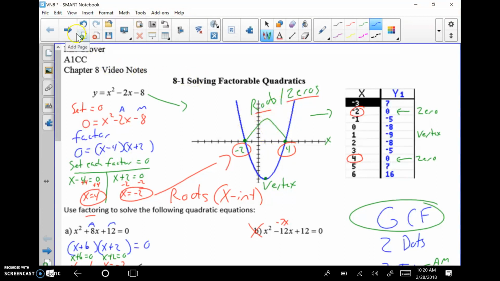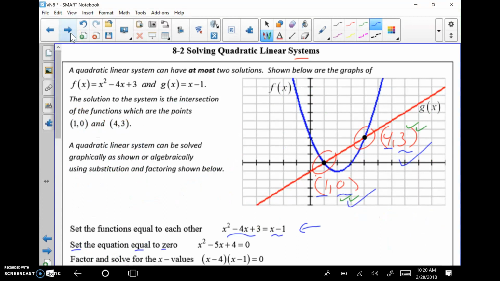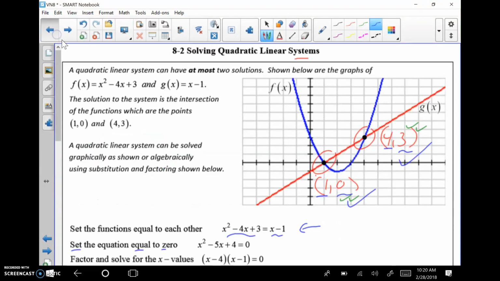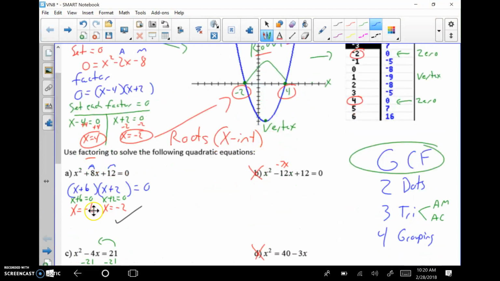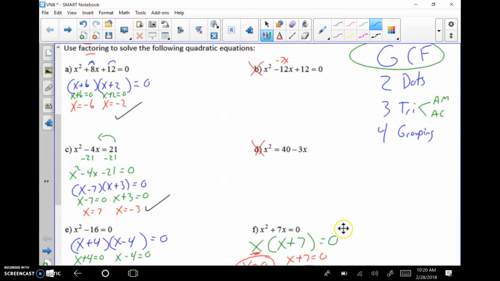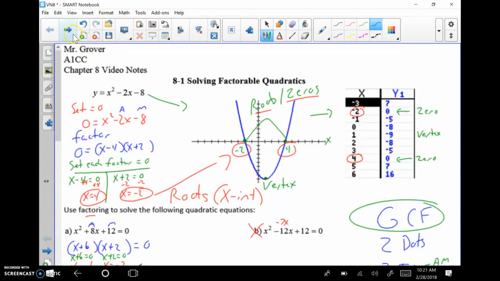So you can factor to find the roots of a quadratic, but the problem is, what if your roots are decimals or possibly irrational or even imaginary, which is something you'll learn about in Algebra 2. The roots, like we saw in this example here, were nice and simple, negative 2 and 4. And all these examples, like negative 6, negative 2, 7 and negative 3, negative 4, 4, 0, negative 7, were nice, simple integers. Well, it's not always like that. And when they're decimals or even irrational decimals, it's not factorable.